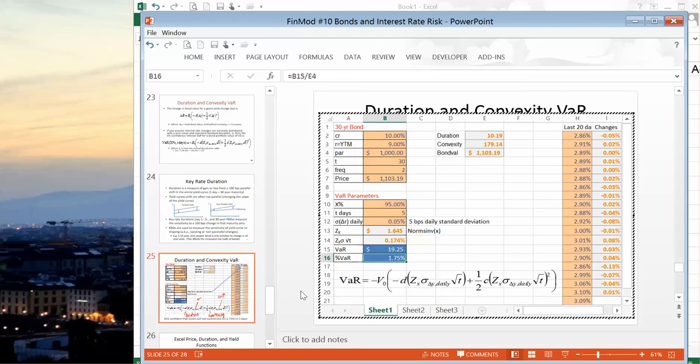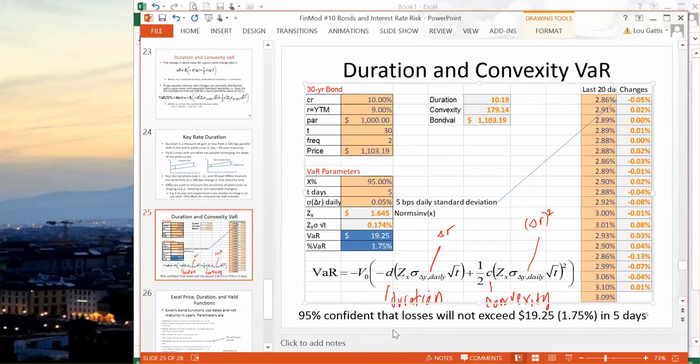Again, all this assumes that changes in yield are normally distributed, which is always troublesome, but it's an estimate to think about the risk.